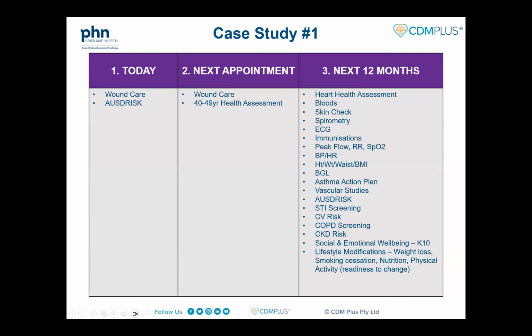Look at all the things that need to happen over the next 12 months, even without looking at the patient or recording anything else. Just based on the age, you can see other things that might be due. So even if we got them back for a 40 to 49, we could get them back for a heart health check within that next 12 months.